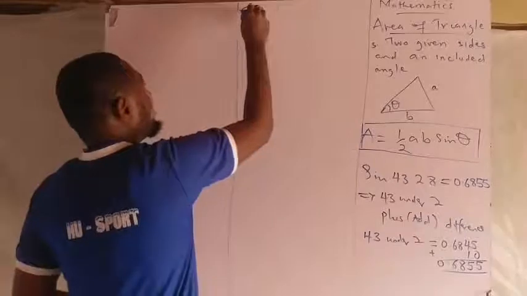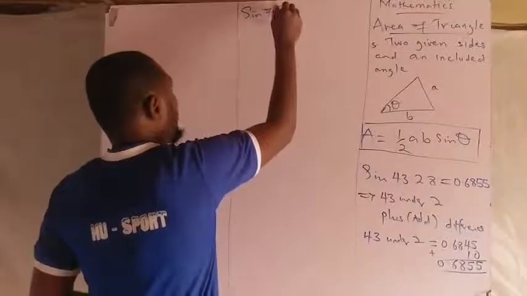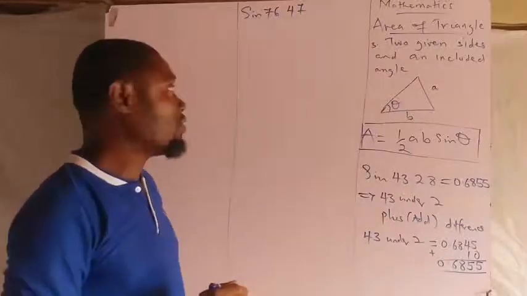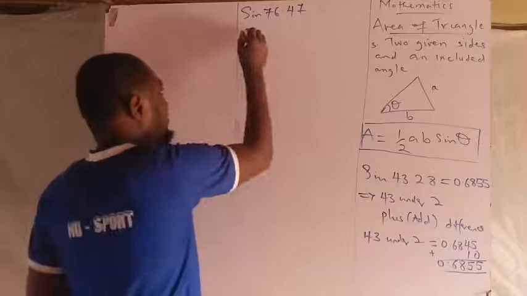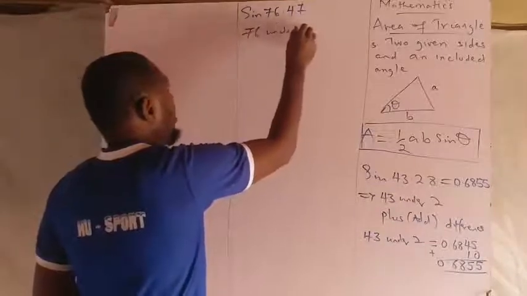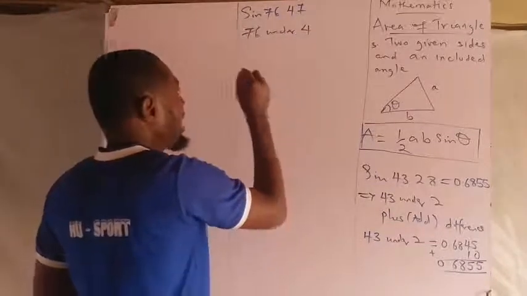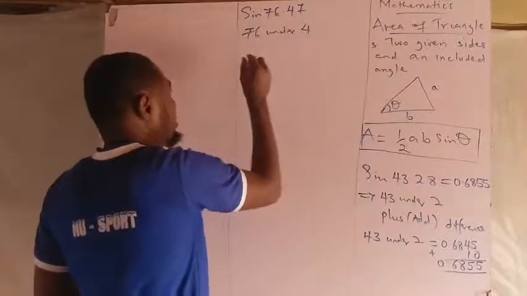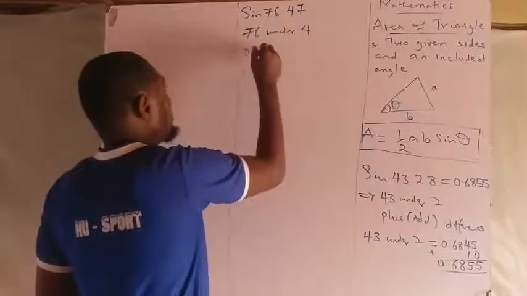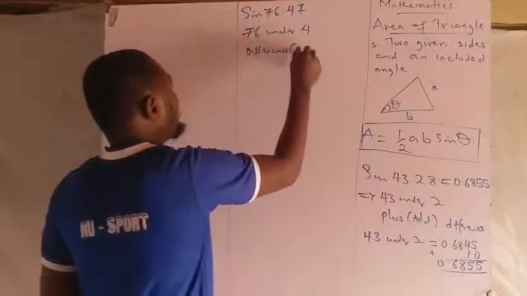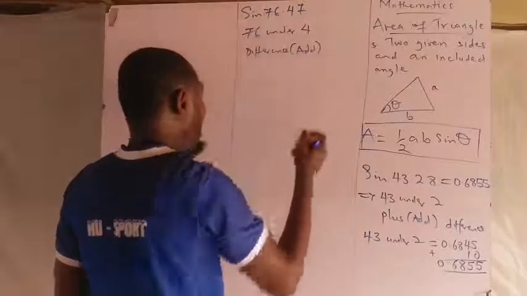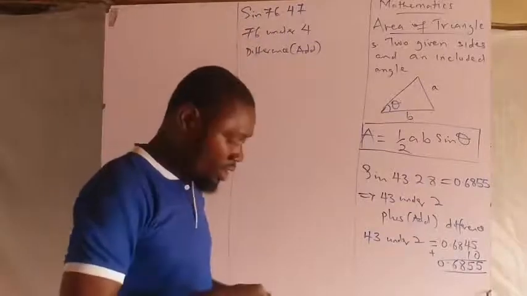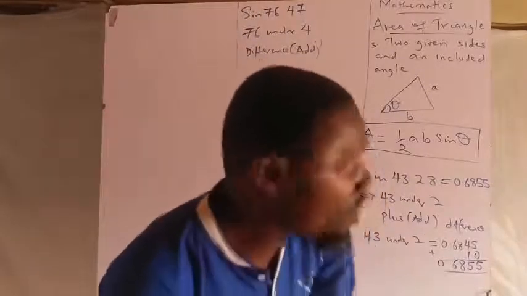You have sine 76.47. It means in this case, I will check for 76 under 4. If I have my result, I'll now extend my checking of 76 down to the difference, which has to do with addition. Whatever number I have there, I need to add that number to the result I have for 76 under 4. So let us quickly check 76 under 4.